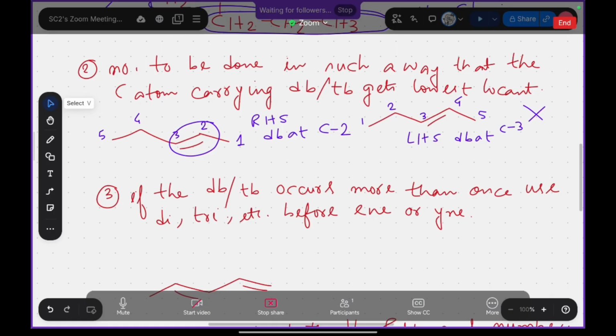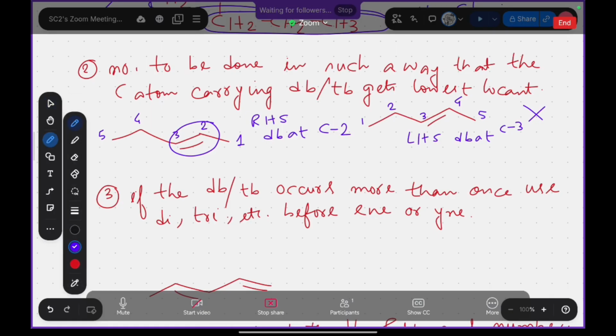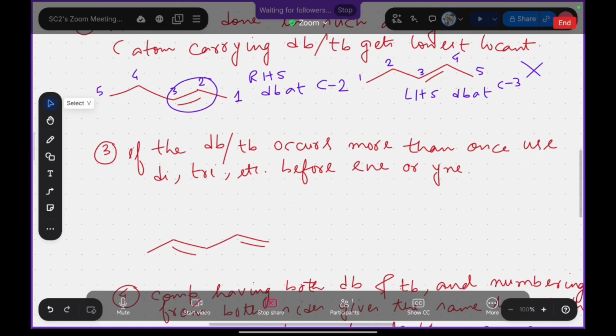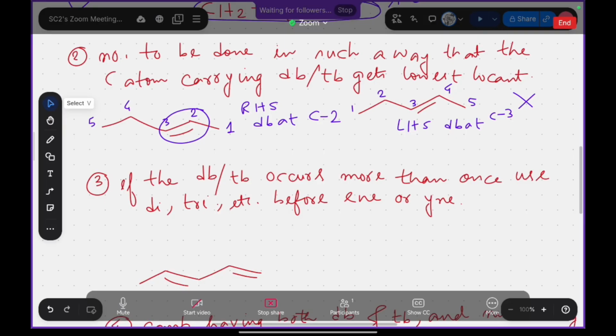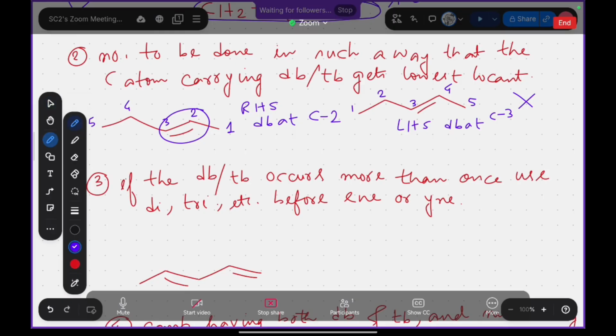After this, the third rule is, if the double bond or the triple bond occurs more than once in the compound given to you. Suppose this is the example given to you. What can you see? This compound has a double bond at 2 positions. If the compound has a double bond or triple bond more than once, then you need to use di or tri. This time in this compound you have a double bond 2 times, so you need to write it this way, di-ene.